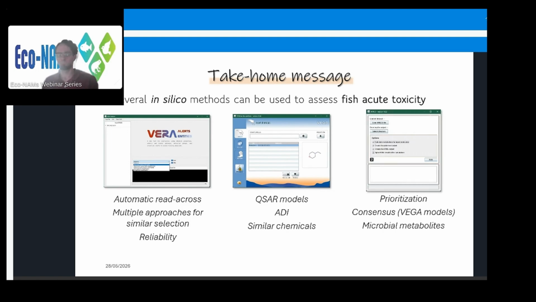And finally, Janus, that is a tool for the prioritization. It includes the consensus of the Vega models used in Janus, and also the possibility to generate and process the microbial metabolites. In the near future, this summer, will also be available CESAPI, which is a new tool for the assessment of the PBT and PMT properties of pharmaceuticals.